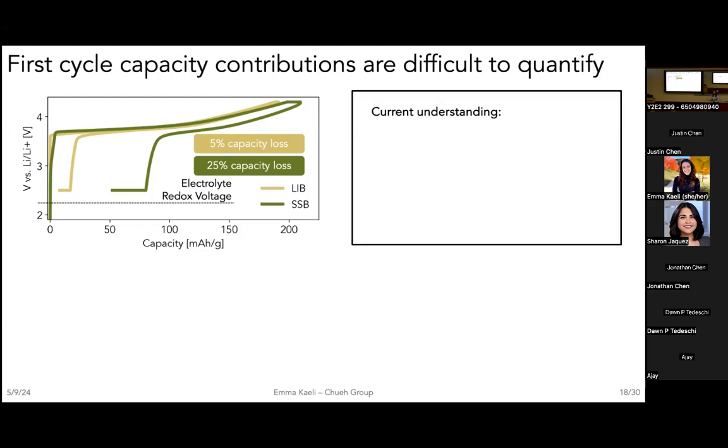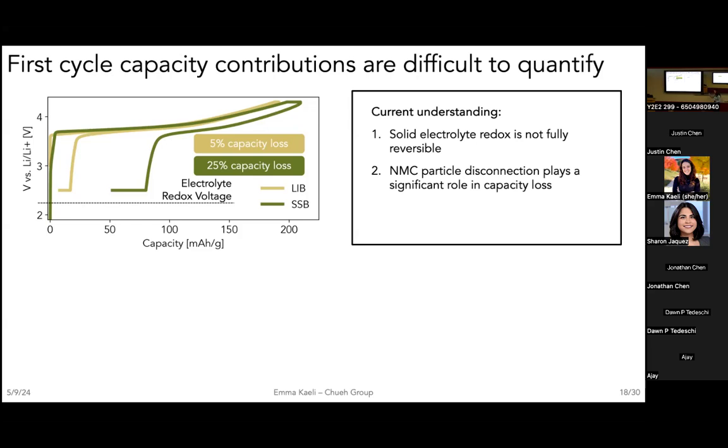The reason we can't figure this out is because current understanding in this field has the assumption that, one, solid electrolyte redox, even if we went below that redox voltage, is not very reversible. Additionally, because we don't have that understanding, we have to make some assumptions. For example, that NMC particle disconnection plays a significant role in capacity loss. And then finally, some of the things that we do to improve our performance in the system, such as coating our NMC particles to remove the oxidative instability at that interface, the assumption is that NMC coatings are improving capacity only by reducing the resistance from side reactions between your NMC and your solid electrolyte, and therefore removing that resistive layer through which lithium ions would have to conduct.